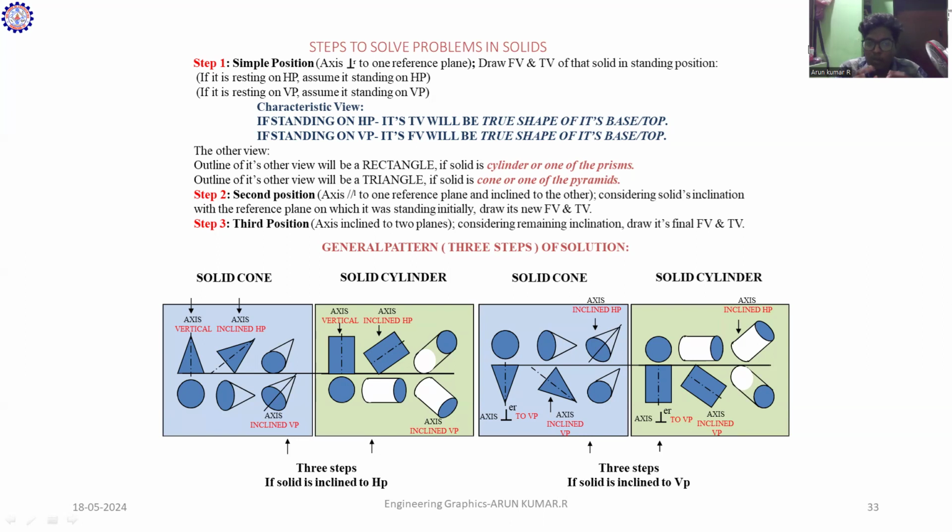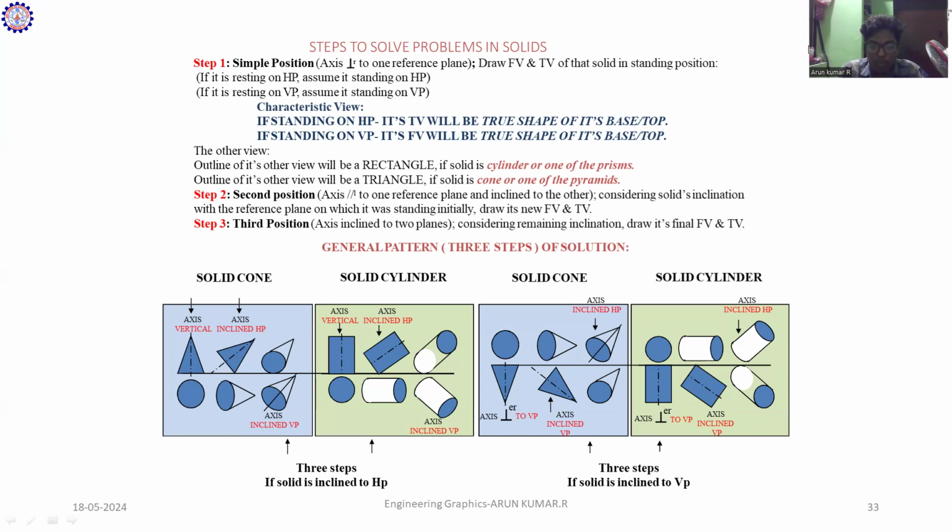In this position, the solid can be placed resting on HP or, assume, standing on VP. Sorry, resting on VP is assumed as standing on the vertical plane. Those cases we have to involve in these types of problems. While placing it, the circle will be in the front view. Then what is the top view of the solid? It looks like a triangle. The triangle will be drawn in the top view of the given solid.